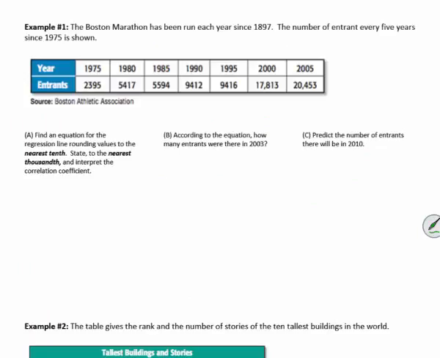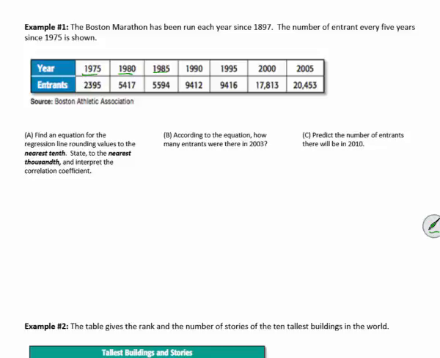All right, so the Boston Marathon has been run every year since 1897. The number of entrants every 5 years since 1975 is shown below. So in order to get this equation, I have to put it into my calculator. The problem is that these years are too big. If I try to put it into your calculator, it's not going to work.